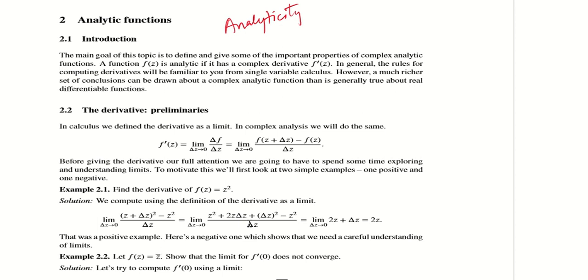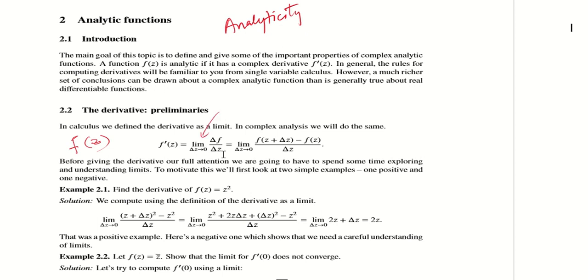A derivative is defined normally by this equation. If we have a function f of z, a complex function, we say that its derivative is given by this formula: we increment the function a little bit, and then we increment the variable a little bit, and then we take this limit as delta z approaches 0. If this exists, if this is defined, then we say that the function has a derivative.